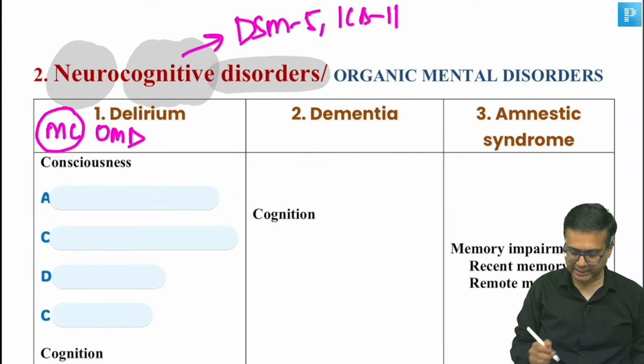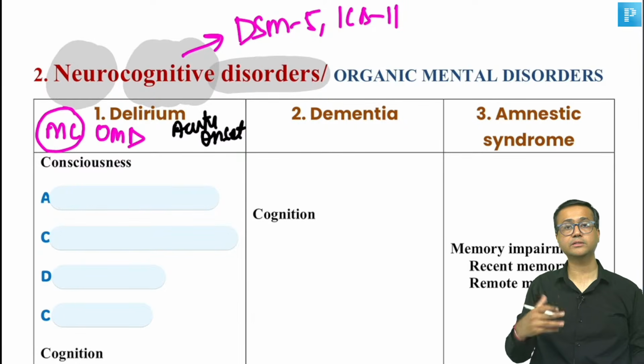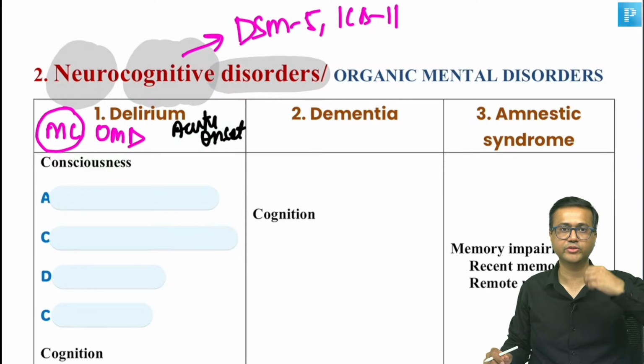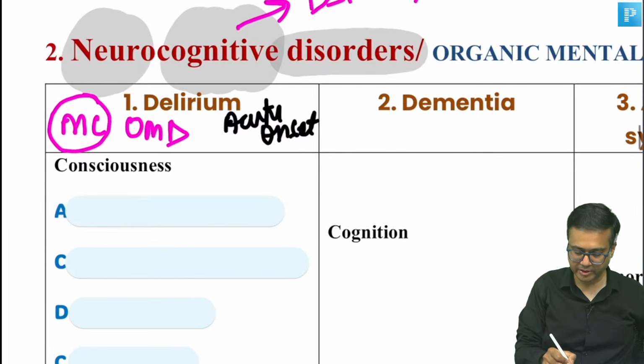Usually you will see, beta, in delirium the onset is sudden, there is acute onset. So beta, in the question you will see suddenly the symptoms have started, maybe within few hours, maybe within few days. And also you will see that the symptoms may be fluctuating.